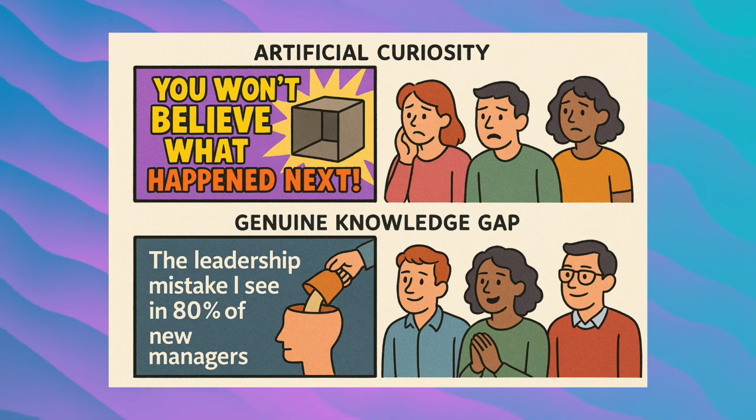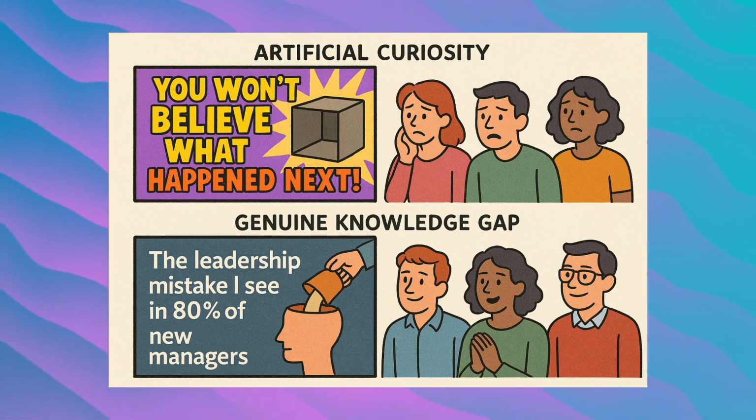But sophisticated content creators use the curiosity gap ethically by identifying genuine knowledge gaps their audience has and promising to fill them. Instead of 5 secrets to better leadership, try the leadership mistake I see in 80% of new managers and how to avoid it. The first creates artificial curiosity. The second identifies a real knowledge gap that new managers genuinely want filled.